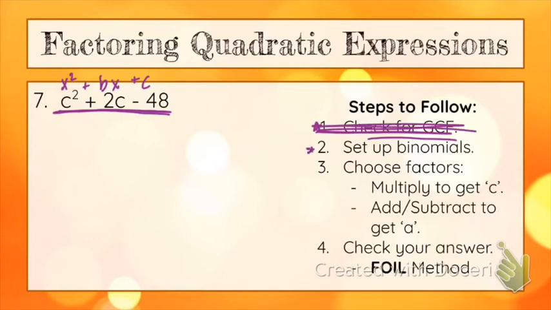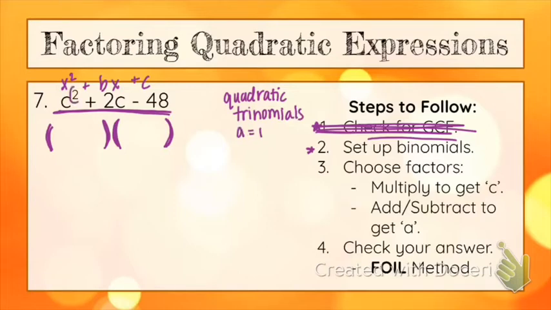Now we're going to set up our binomials. And that's what I kind of started to do a second ago. So for our binomials, we're going to set up parentheses. We want to split this trinomial into 2 sets of parentheses. Okay? And remember, this method that I'm teaching you is only for quadratic trinomials where a equals 1. So quadratic means that the highest exponent is a 2. And trinomials means that there are 3 parts. 1, 2, 3.